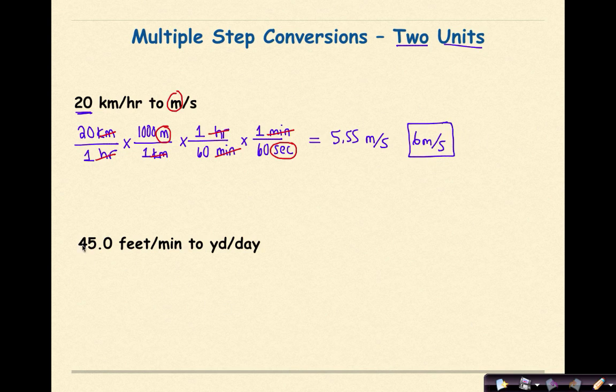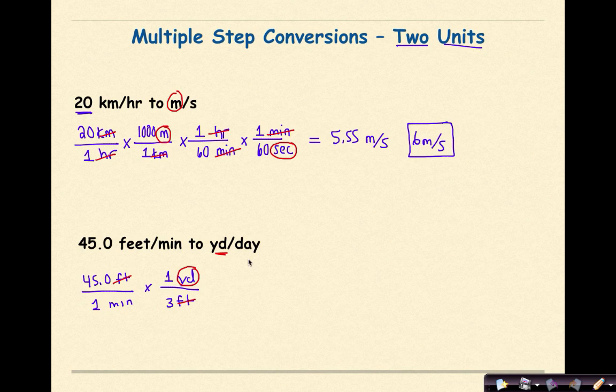Let's do one more. Convert 45.0 feet per 1 minute to yards per day. The first thing I'm going to do is set up my conversion factor: 45.0 feet per 1 minute. Now I need to get to yards. If I want to get to yards, I know that in 1 yard there are 3 feet. That means feet cancel feet, and I'm left with yards, which is where I want to be. Now I have to go back and deal with the time issue.